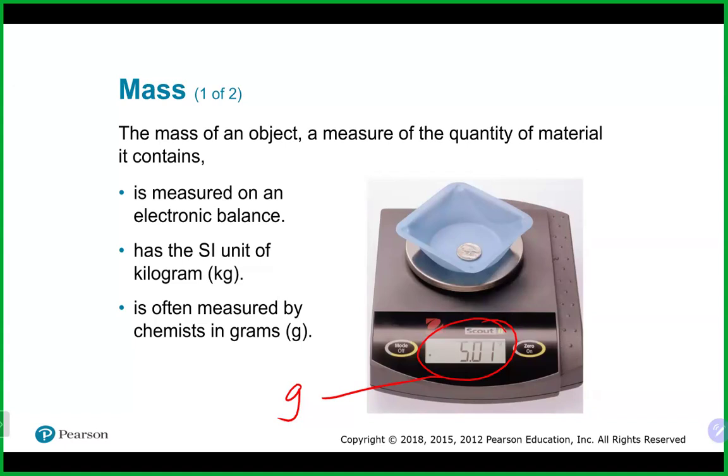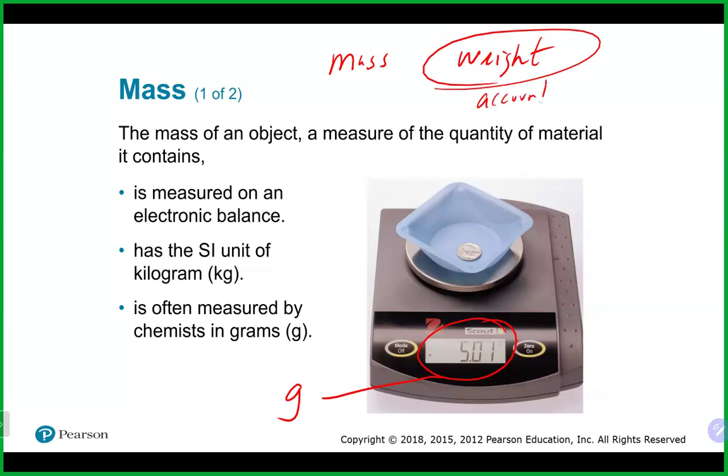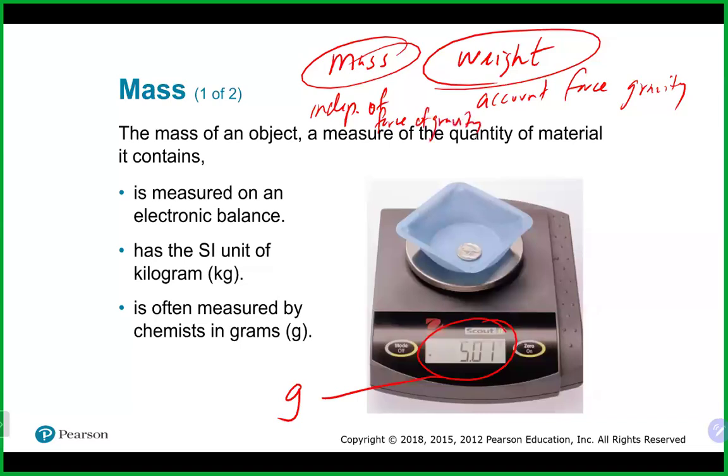There is a difference between mass, for example, and weight. Weight takes into account the force of gravity. Mass is sort of independent of the force of gravity. So our weight here and our weight on the moon will be different because the gravitational force is different, about 1/6 or whatever it is here. And our mass, though, will be the same in both cases.